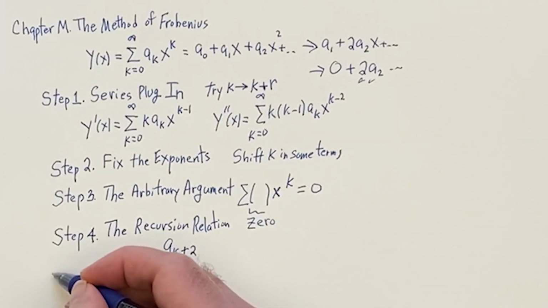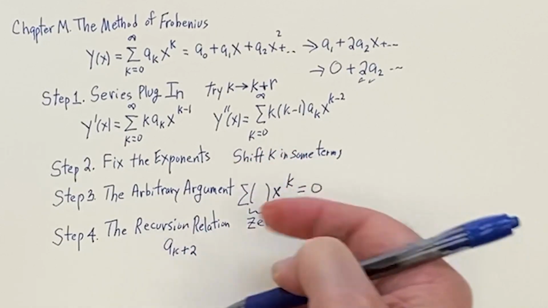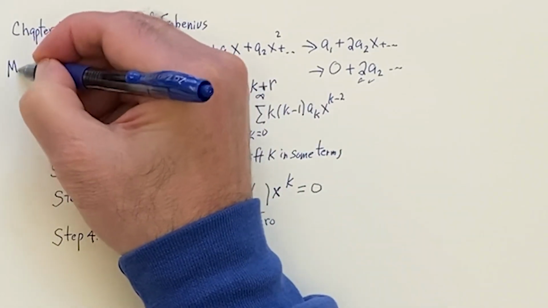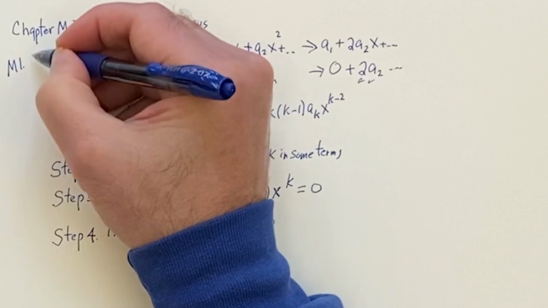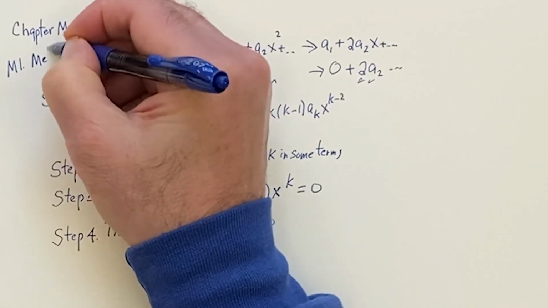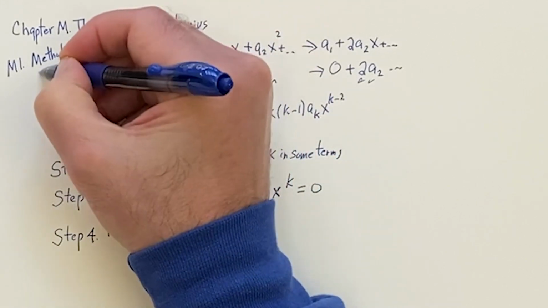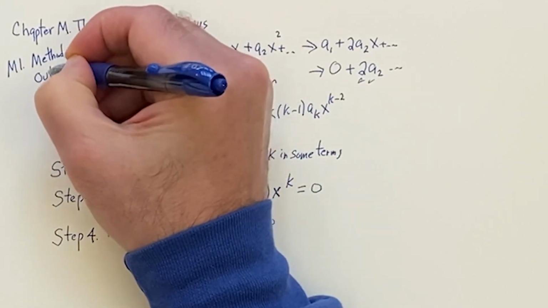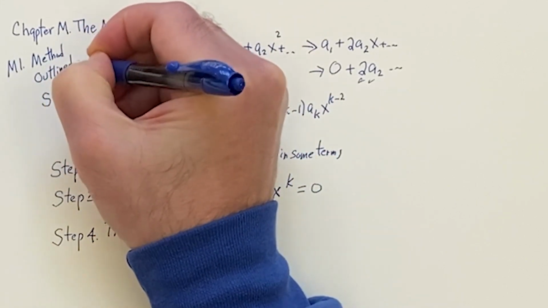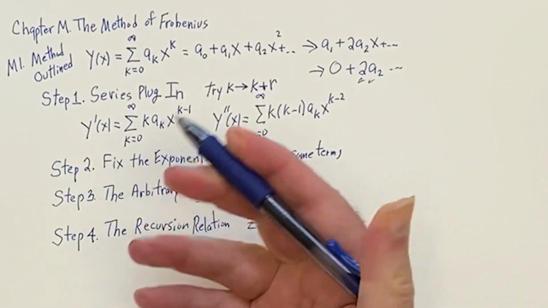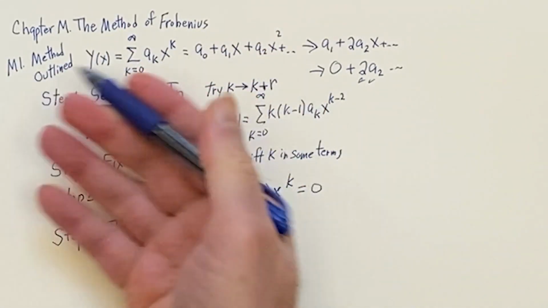Now, before we go on, by the way, I should probably put a little M1 up here and call this basically the outline, the method. So the method outlined, or the method of Frobenius is fine, either way.